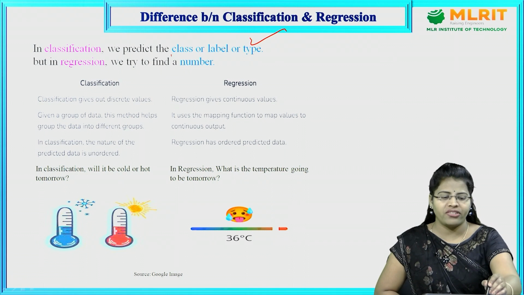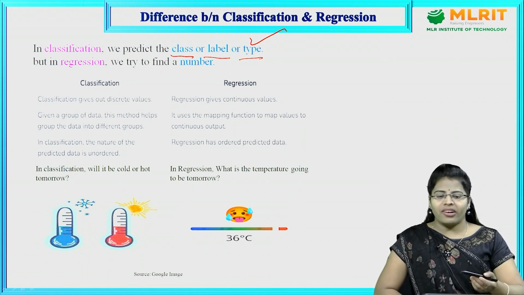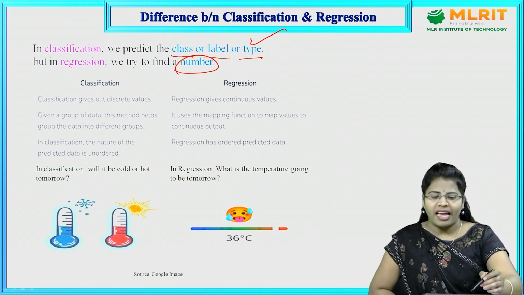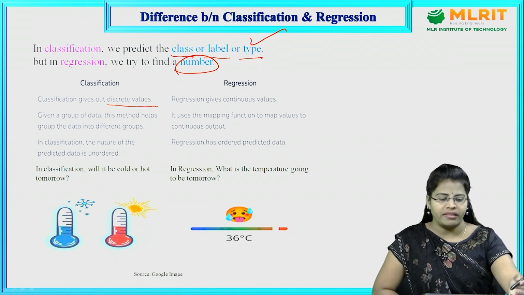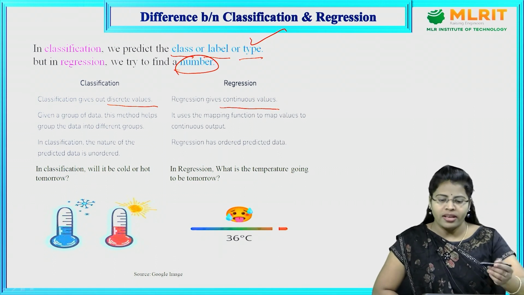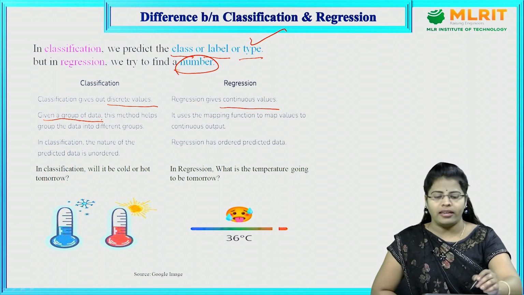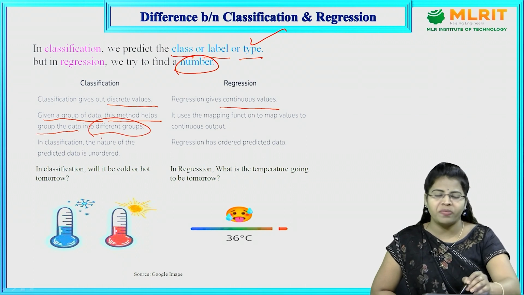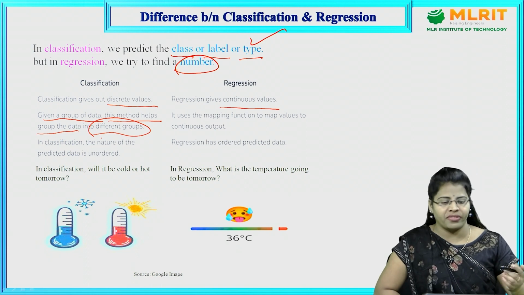In classification, we predict the class or label or type. Regression, I already told you, the output will be numbers. That means classification gives out discrete values like classes or labels. Regression output will be continuous values. What we are doing in classification is giving a group of data, and this method helps group the data into different groups. Just now I explained examples like apples, oranges, bananas into different groups.